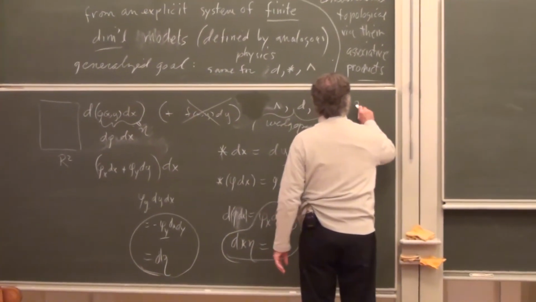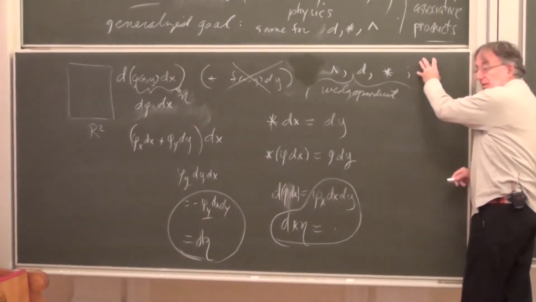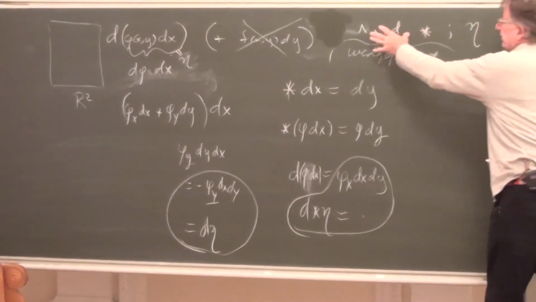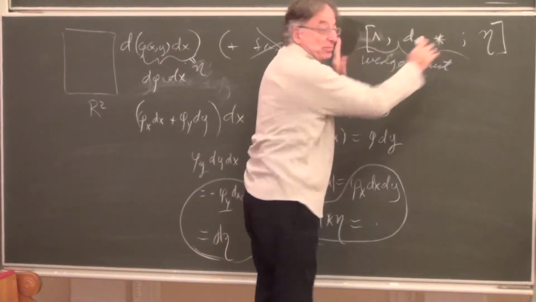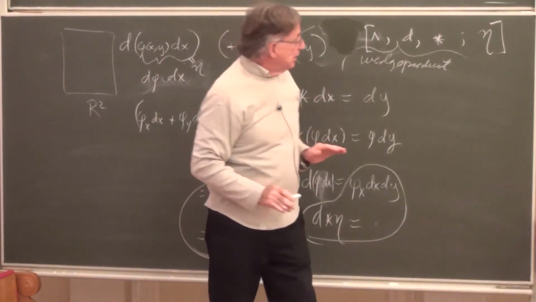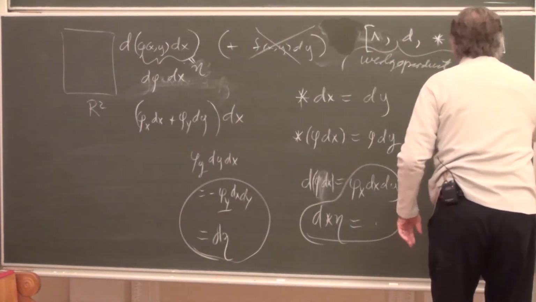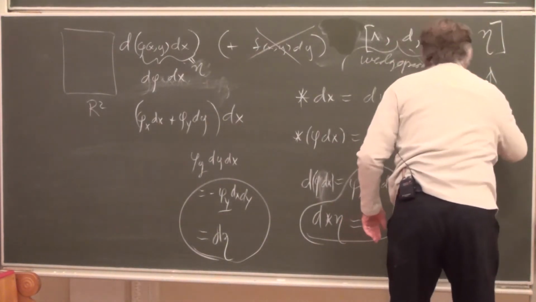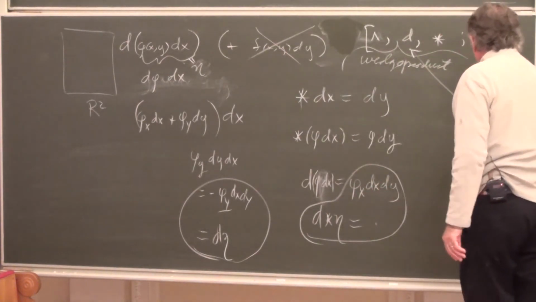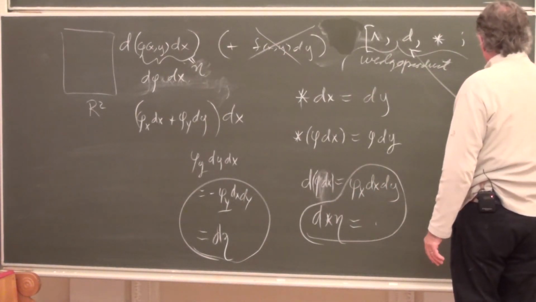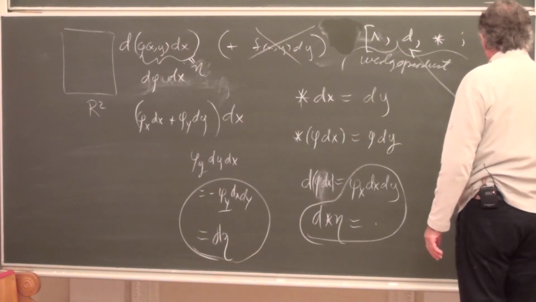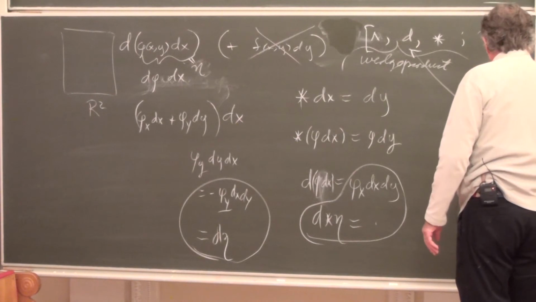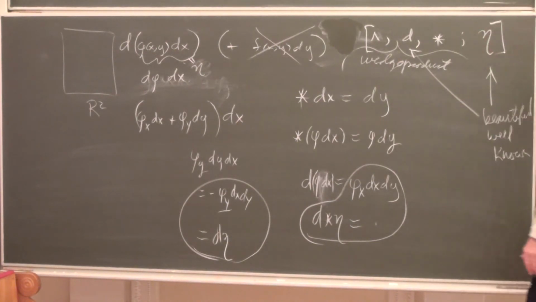Let me put it over here. So we have our fields, the forms, and we have these operations on them. And we want to discretize this package, right? Okay, so this and this, we have a well-known, beautiful solution. It is called algebraic topology.